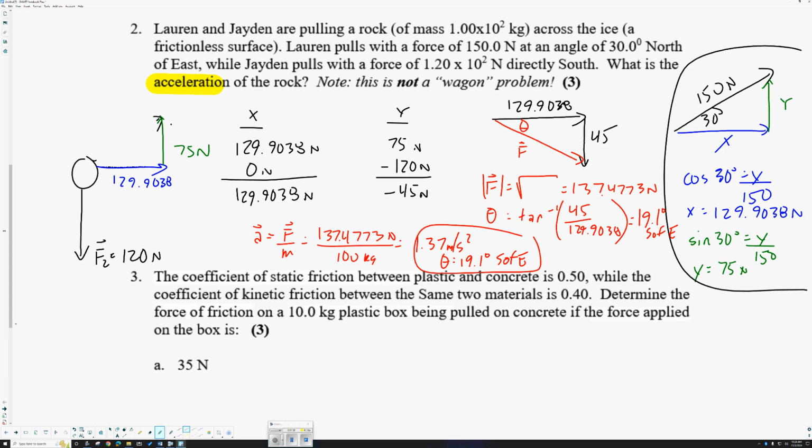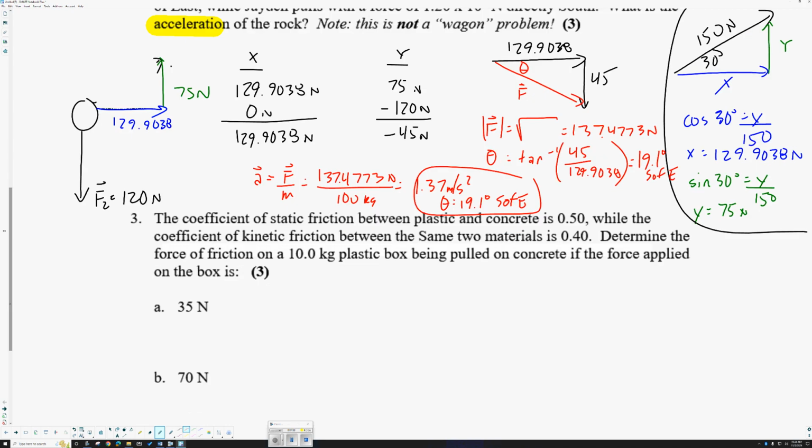Question number 3. The coefficient of static friction between plastic and concrete is 0.50. Kinetic friction is 0.40. What's the force of friction that's acting on a 10 kilogram plastic box as it's being pulled on concrete if the force applied on the box is 35 newtons, 70 newtons, and 105 newtons? Does it move? We got to know whether it moves or not to find the force of friction because we don't even know what type we have until we know whether it moves or not.